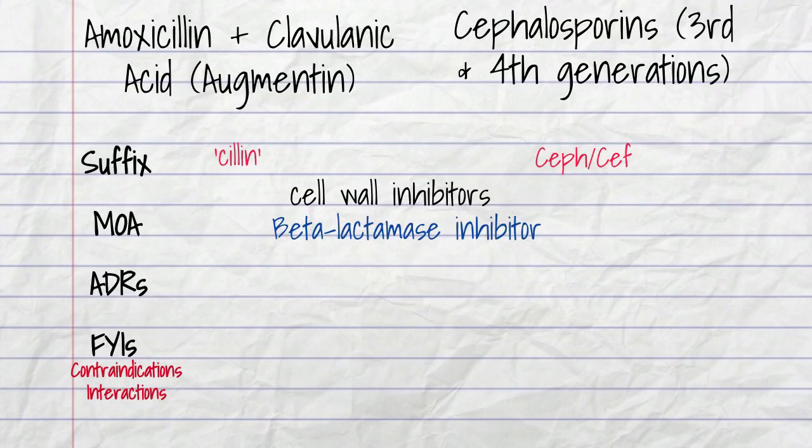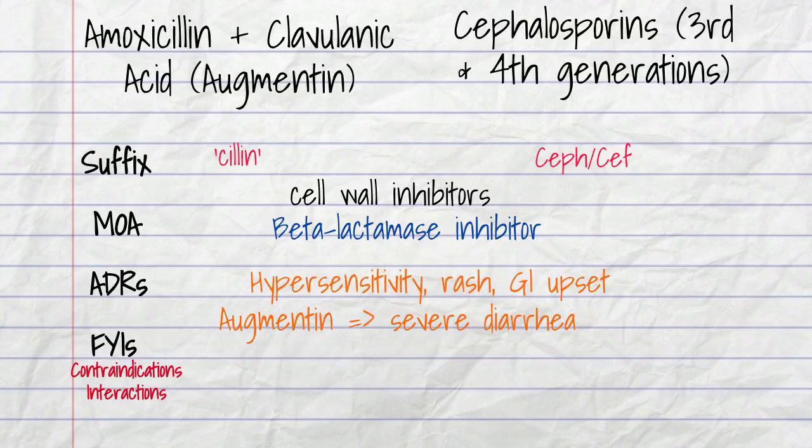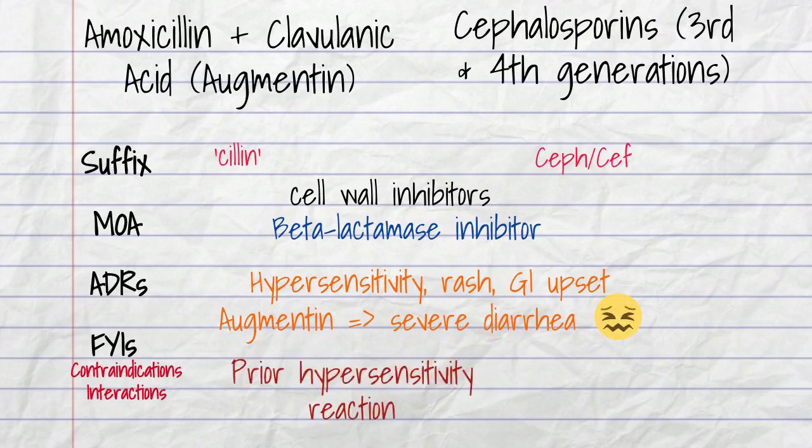Adverse drug effects of these groups can include hypersensitivity, rash, and GI upset. Augmentin is an antibiotic famous for causing severe diarrhea and disruption of gastrointestinal flora. Anyone with prior allergic reaction to either drug category should avoid taking these drugs due to their molecular similarities. And unless the patient is planning to be a parent, they should use alternative forms of birth control.